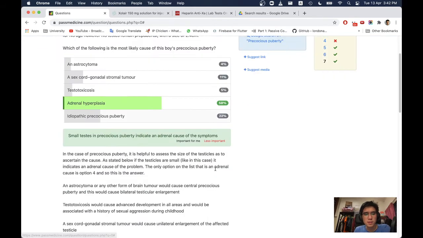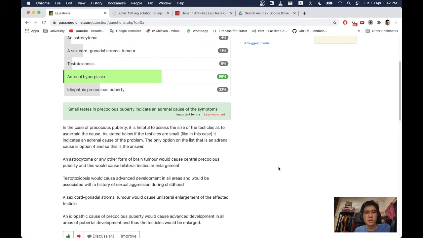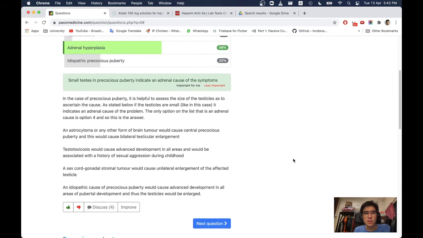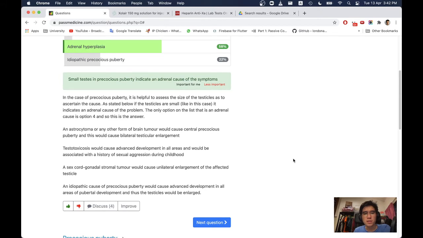Let's see. Yep. So small testes in precocious puberty indicate an adrenal cause of the symptoms. In the case of precocious puberty, it is helpful to assess the size of the testicles to ascertain the cause. As stated below, if the testicles are small, like in this case, it indicates an adrenal cause of the problem. The only option on the list that is an adrenal cause is option 4. And so this is the answer.